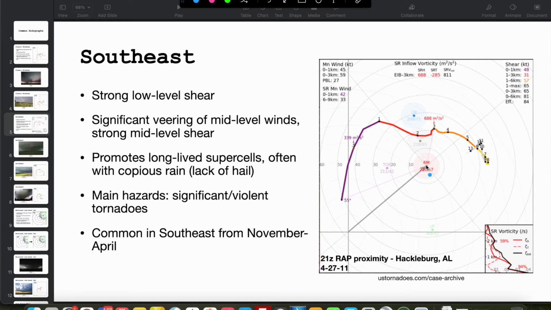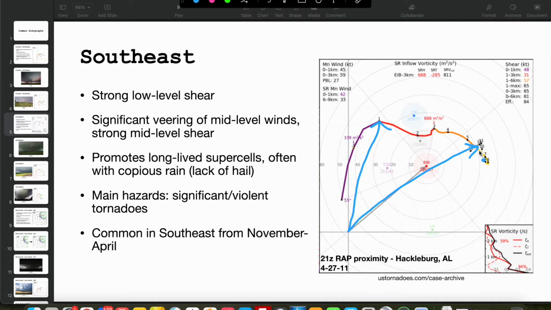Very strong low-level shear, very much streamwise for much of that low-level portion there. And you can see that the winds veer quite significantly with height. So you can see here that our 1 kilometer wind is there. We go to our 6 kilometer wind, which is all the way over here. So very strong veering of the winds in the mid-levels. And this promotes very long-lived supercells with perhaps long-track violent tornadoes.